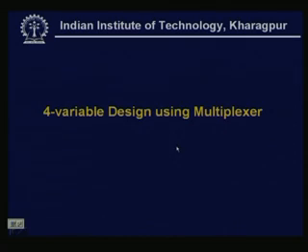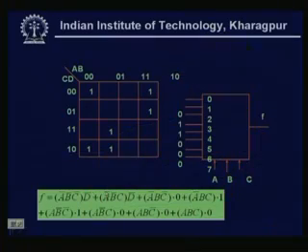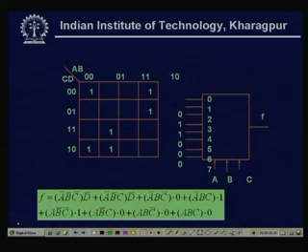Now, we see how we can do a larger design: a 4 variable design using a multiplexer. This is one example where the function is one combination of circuits we are taking: A bar B bar C bar D bar, A bar B bar C D bar, A bar B C bar, or actually this term is not there, A bar B C. We can define this function as, this is one example.